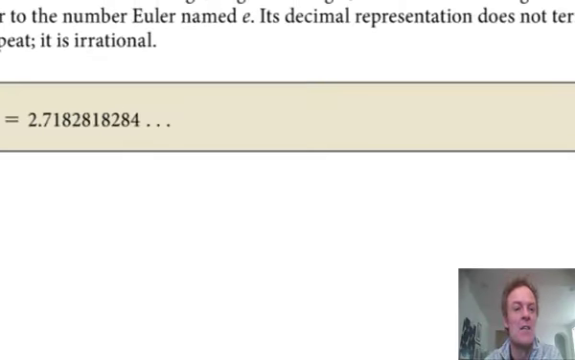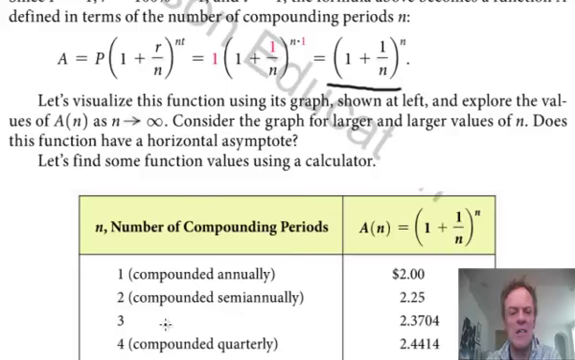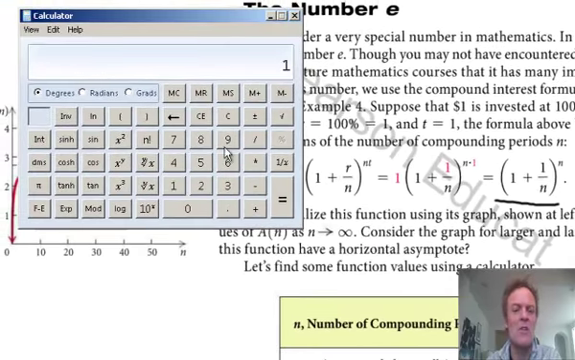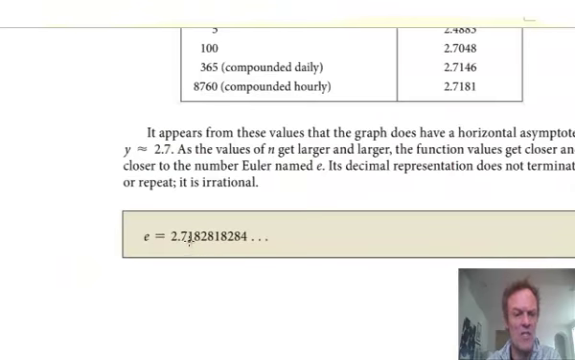Okay, so if I go back to this, let's try this in the calculator. Okay, 1 over, let's try a million. Okay, right, 1 divided by 1 million. Add a 1. Raise it to the power of a million. 2.7182804. 2.7182818. Okay, I need to go further.